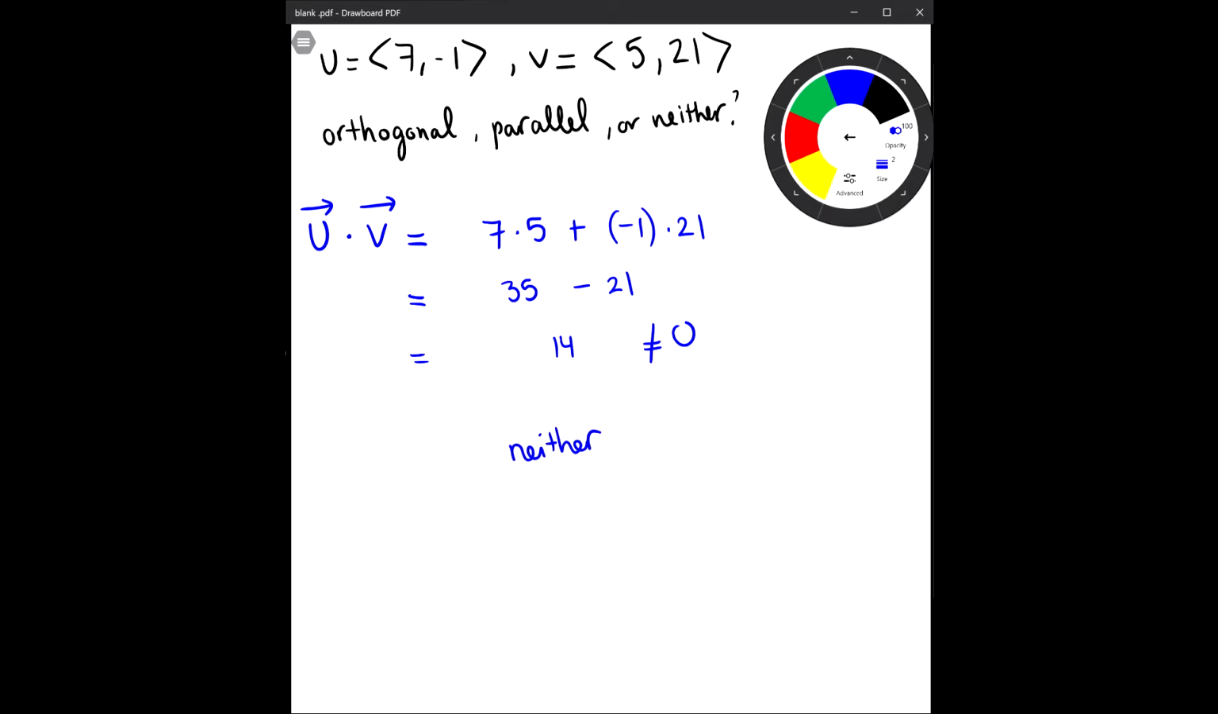Another way to solve this problem is to use our prior knowledge. Back in Integrated Math 1, we learned about slope, and how we use slope to determine whether two lines are perpendicular or parallel. So I'll show you this.